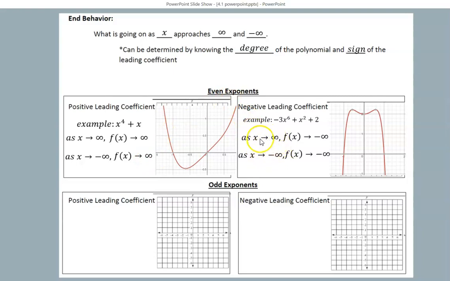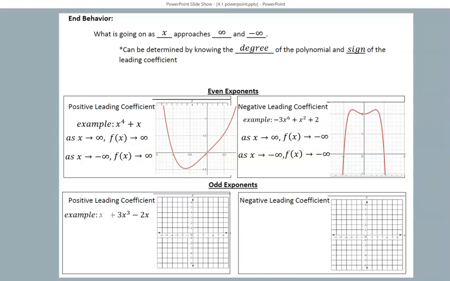If you look over here, the x part of it never really changes. It's always like x going to infinity, x negative infinity, x infinity, x negative infinity. Your focus is more on what's happening to the y values. Are they going up, like over here, infinity, infinity, or are they going down, negative infinity, negative infinity?